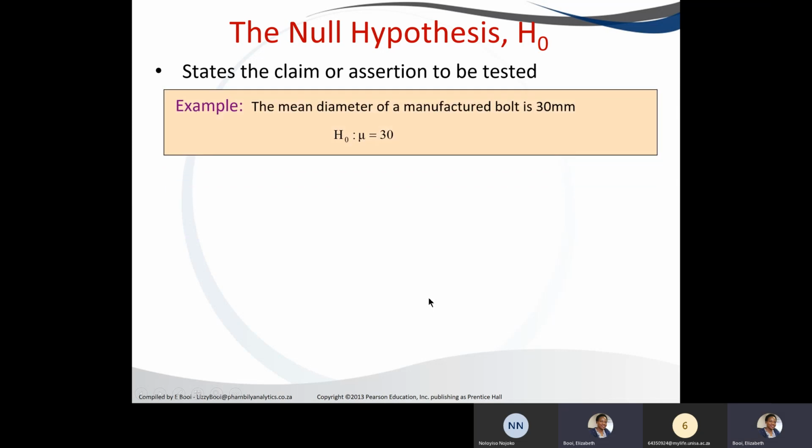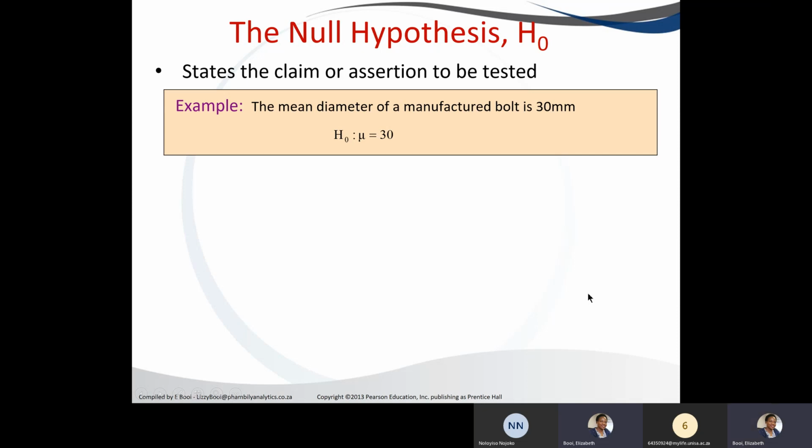And since we're using the population parameter, in your null hypothesis you're always going to state it using the population parameter. Like with this statement, it says the mean diameter of the manufactured bolt is 30 millimeters. So how we state the null hypothesis is we put H naught, with a subscript 0, the mean mu for the population parameter is equal to 30. And that's how you state your null hypothesis.